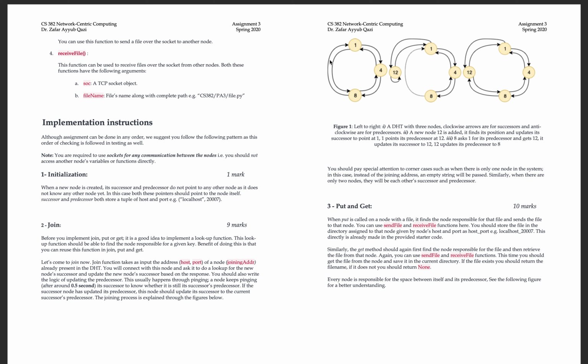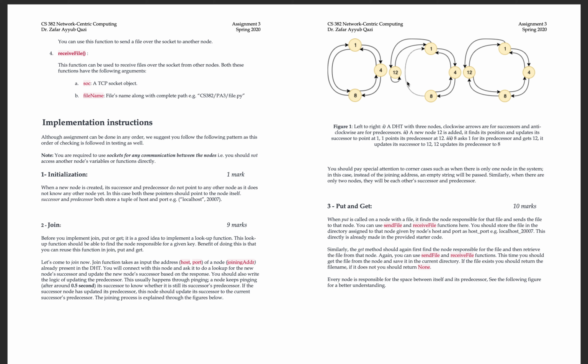So as you can see here, 8 will ask 1 what's your predecessor. 1 will tell 8 that it's 8. So it has not been updated yet. This will repeat every 0.5 second. So let's say now 12 has joined, and 1 has updated its predecessor pointer here.